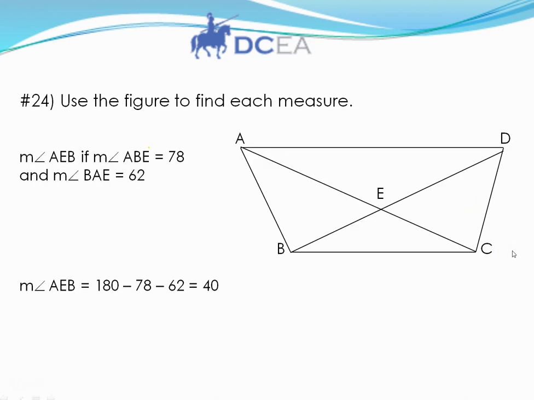Number 24 says use the figure to find each measure. So the measure of AEB is what we're going to solve, and ABE is 78, and BAE is 62, and to solve for AEB, we would subtract these two measures from 180, and AEB would be 40 degrees.